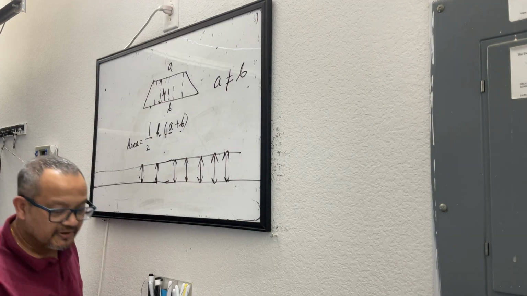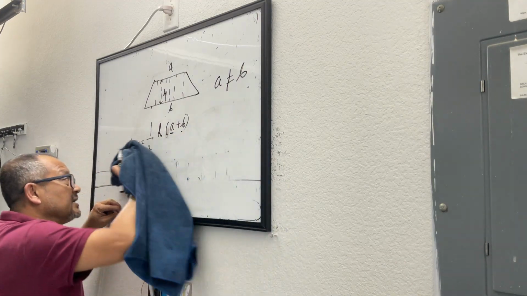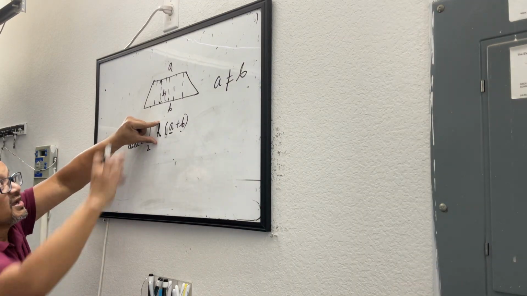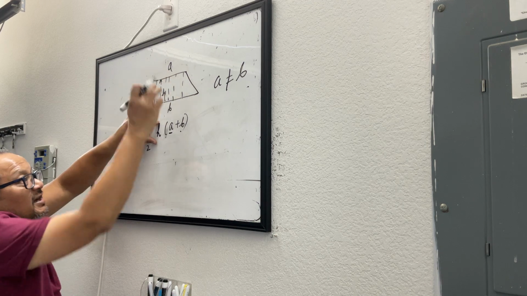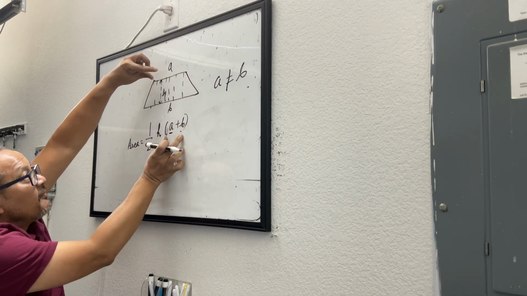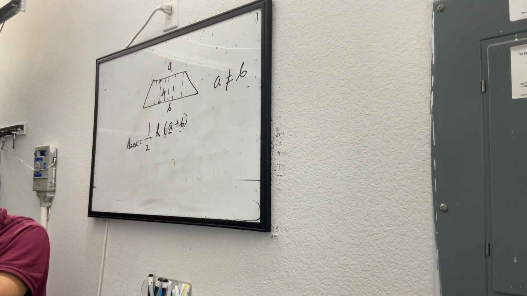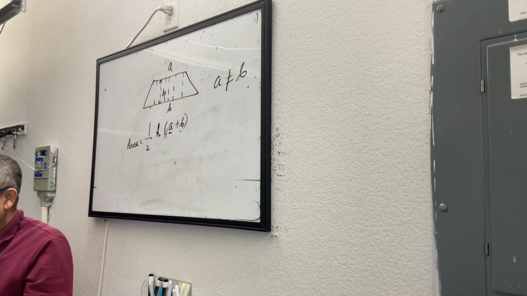So area of a trapezoid is half into height, meaning the distance between two parallel lines, times the sum of the two sides' length. The sum of the two parallel sides' length. Okay?